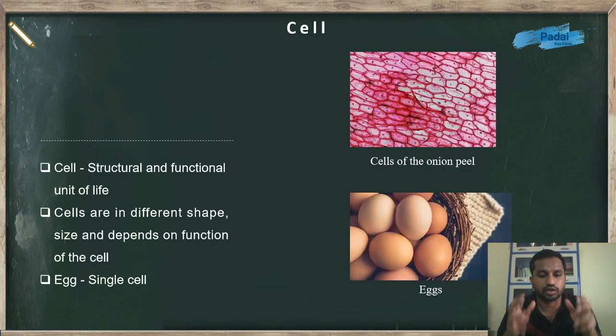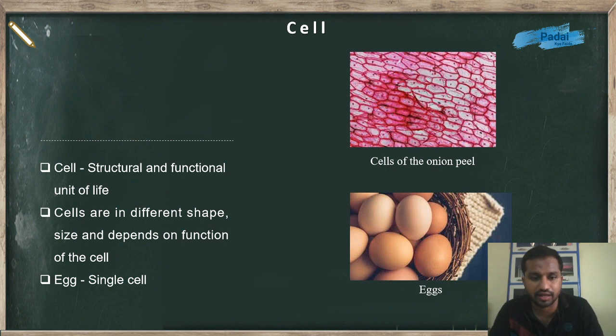Cell is the structural and functional unit of life. Cells are in different shapes and sizes. The shape and size of the cell basically depends on the function of the cell, right? Example, now I am moving my hand. So my muscle cells will have a different shape when you compare with a nerve cell. Nerve cells have branches. We will get more in depth about the cell shape and size in the coming videos. So what I wanted to mention here is that the cell size and shape depends on the function of the cell.